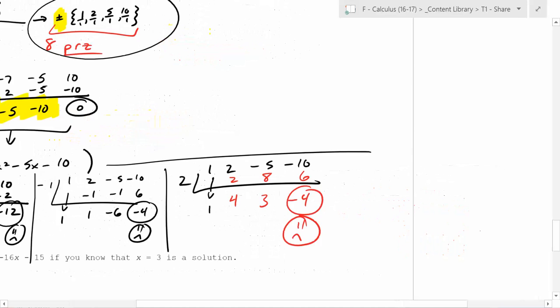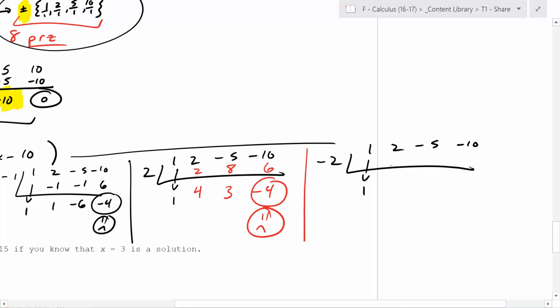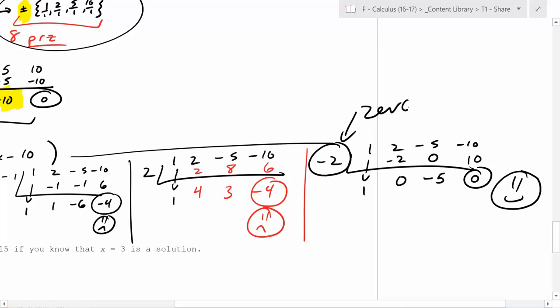-2. Let's try -2 and see what happens. So -2, 1, 2, -5, -10. David, can you tell me this one? 1, -2, 0, 0, -5, +10, and 0. Hey, is that what we wanted? Yeah. So what does that now tell us? If this is a 0, what's the factor?